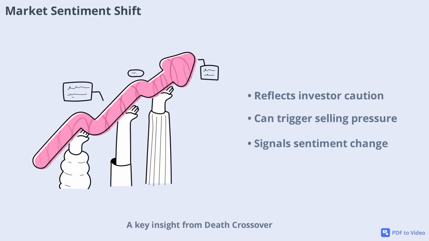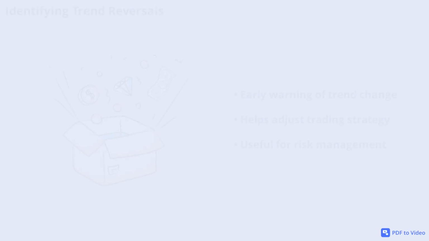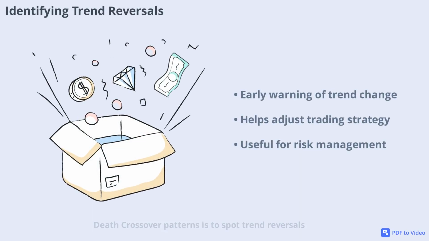A key insight from death crossover stocks is the shift in market sentiment. When the short-term average crosses below the long-term, it often reflects a change from optimism to caution or even pessimism among investors. This sentiment shift can lead to increased selling and further price declines, making it a valuable signal for those tracking market psychology. One of the main reasons traders use death crossover patterns is to spot trend reversals. When a stock has been rising and the short-term average suddenly dips below the long-term, it's a warning that the bullish trend may be ending. This early signal helps traders adjust their strategies, either by reducing exposure or preparing for potential declines.